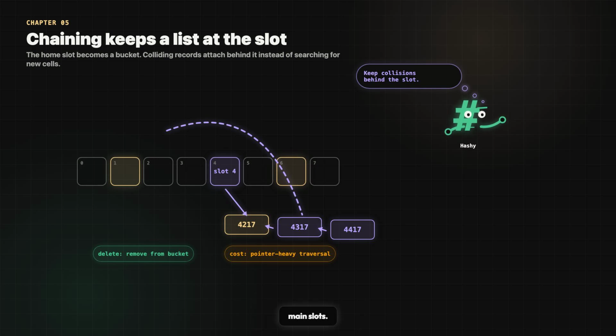The cost is extra structure. Buckets need memory, and lookup may jump away from nearby cells. Chaining gives Hashy a comfortable collision story, but it gives up some locality. That is why open addressing is still worth considering.